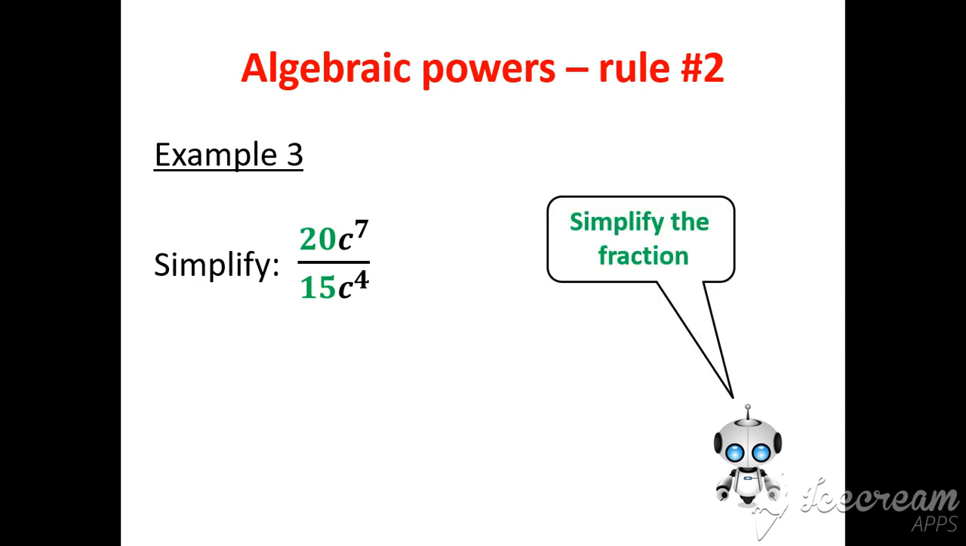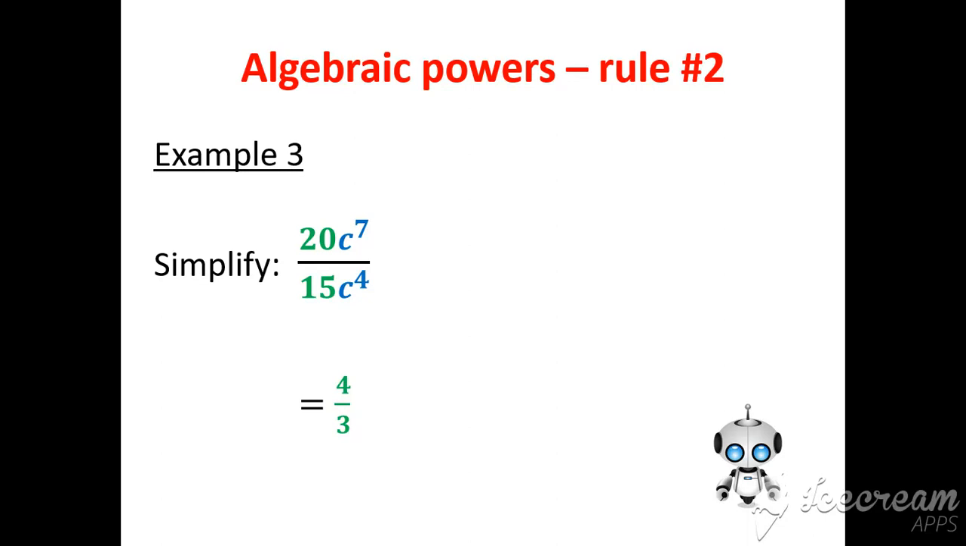So let's do it another way by simplifying the fraction. We're going to divide the top and the bottom by the same number. In this example, we're going to divide them both by 5. So 20 divided by 5 gives 4, and 15 divided by 5 gives 3. So we can simplify 20 over 15 down to the fraction 4/3. Now let's do our little subtract rule with the powers. 7 minus 4 is 3, so we're left with c to the power of 3. So our answer is written as 4/3 times c to the power of 3.